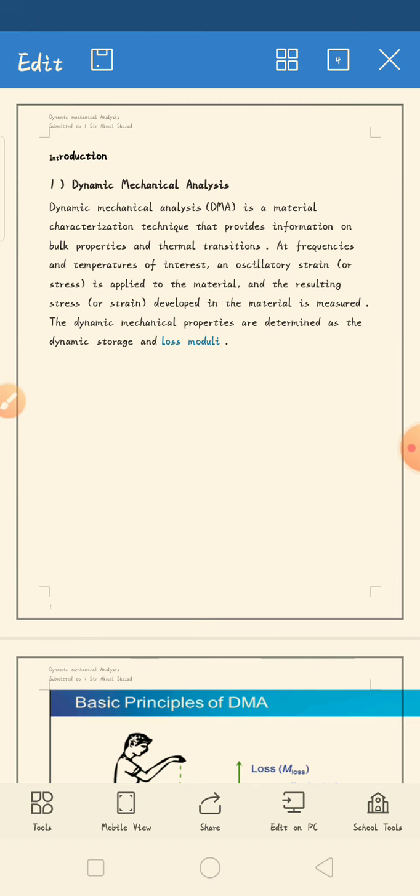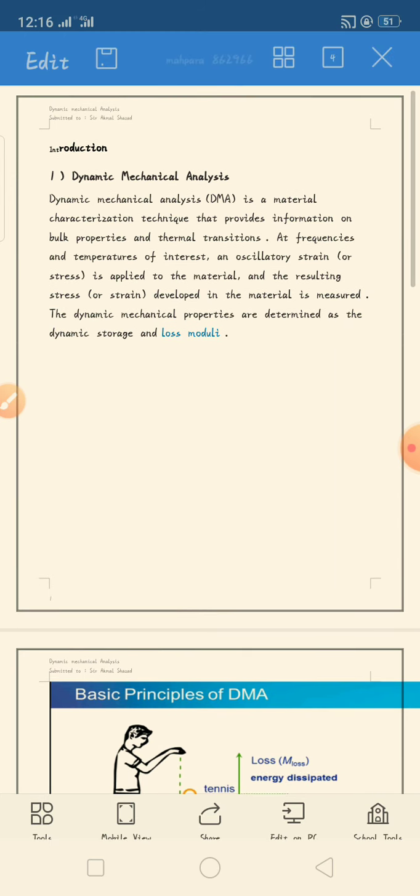Ladies and gentlemen, today my topic of discussion is dynamic mechanical analysis, or DMA as it is usually called. DMA is one of the most important techniques in thermal analysis. It can be used to study the viscoelastic properties and behavior of a wide range of materials as a function of temperature or frequency.